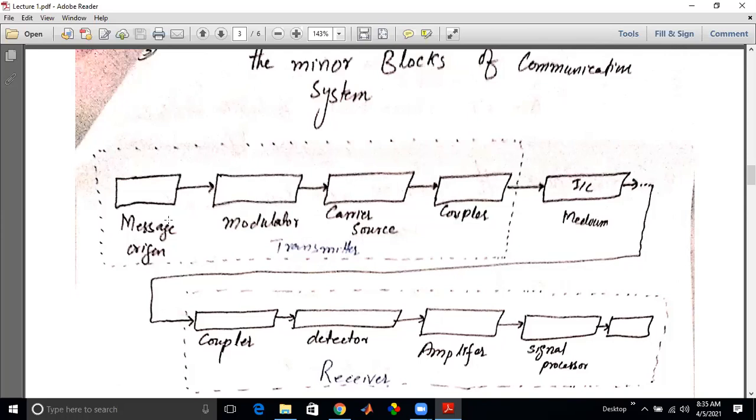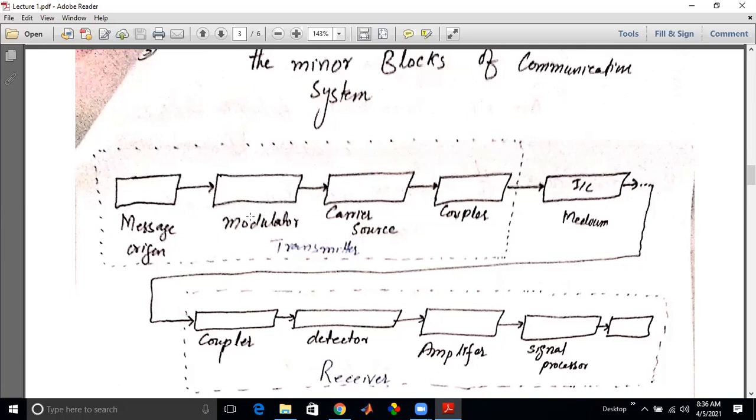The four blocks of the transmitter are, first, the message origin, which will generate the message. Then there will be another block, the modulator. The message generated is not capable of moving for a very large distance, so the modulator will apply modulation techniques.